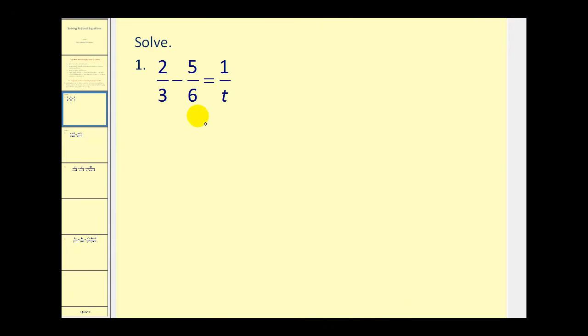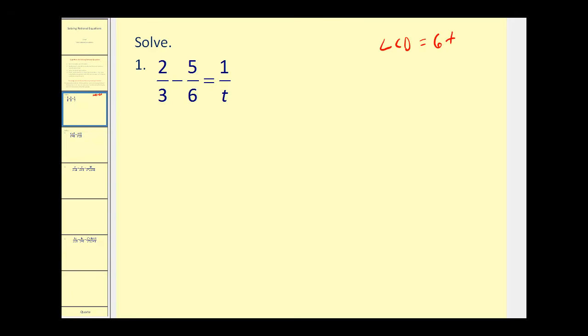Now we can probably determine the LCD, or least common denominator, of this problem without factoring the denominators. The LCD in this case would be 6t. That means we're going to multiply both sides of the equation by 6t, or 6t over 1. What I'm going to do is multiply every single term by 6t over 1 because it makes simplifying those products a lot easier.